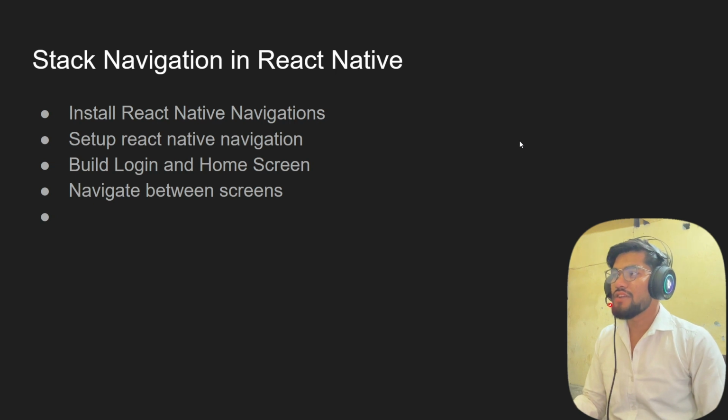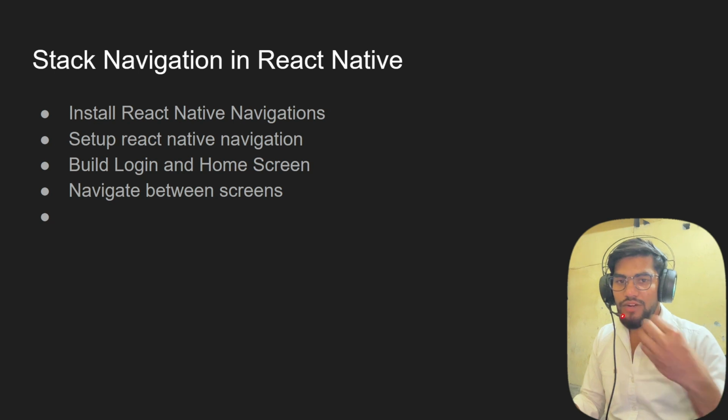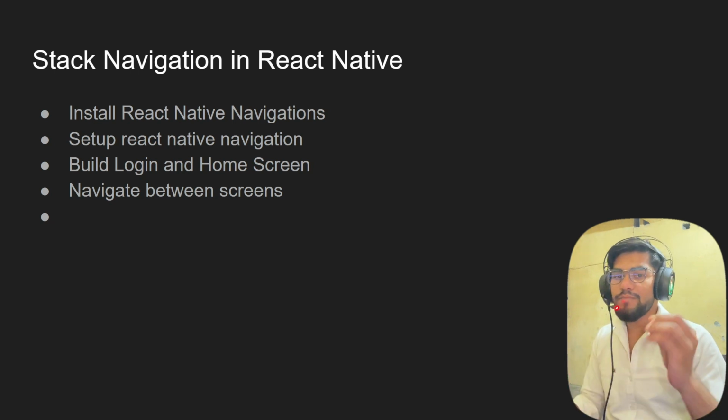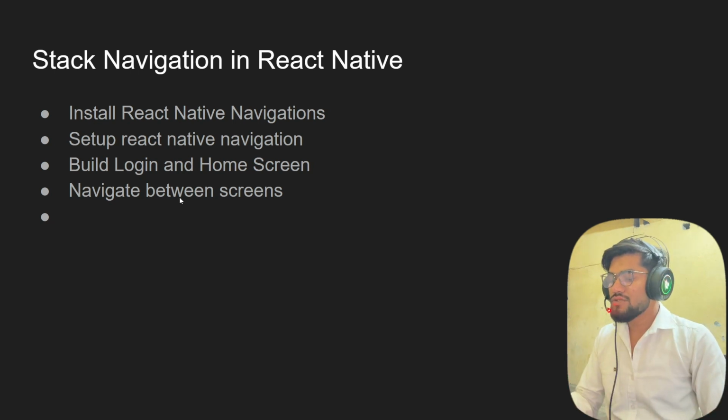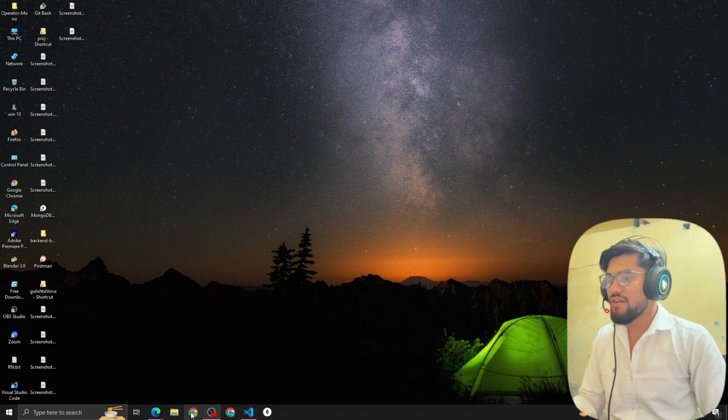So first, we are going to install a package, or library, called React Navigation. We will set it up in our app, and after that, we will build a login screen and a home screen, and we will see how to navigate from one screen to another on a button click. Okay, so let's see how we can do that.